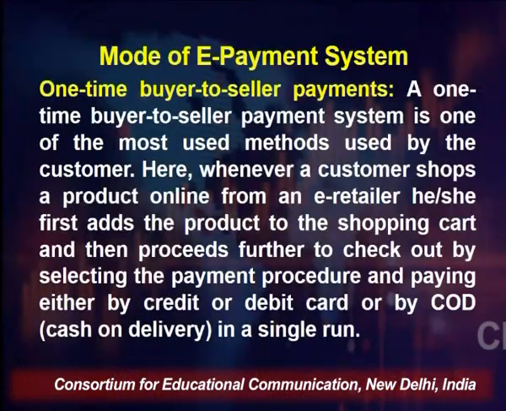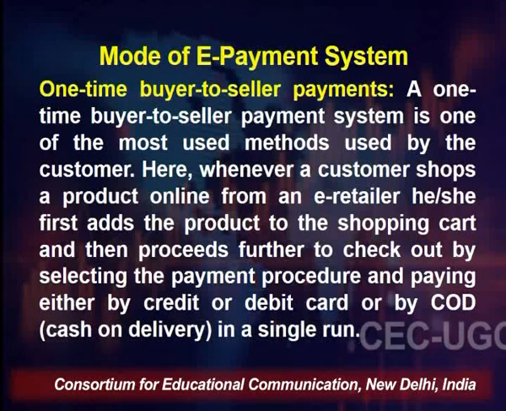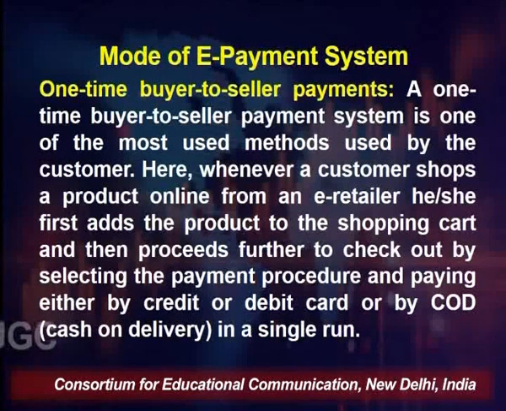Now, when we talk about the modes of the e-payment system, we have basically categorized them into three major things. Either it is a one-time buyer to seller payment, right? One-time buyer to seller payment means that whenever a customer shops for a product online from the e-retailers, they will add the product to the shopping cart, and then proceed to check out, and then they will select a credit card, debit card, or cash on delivery, as I said, or whatever other methods they want to go for. But this is a one-time buyer to seller payment.